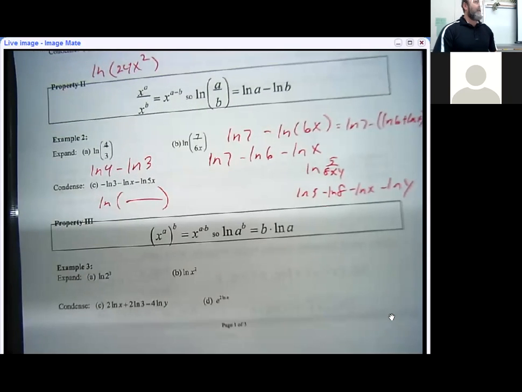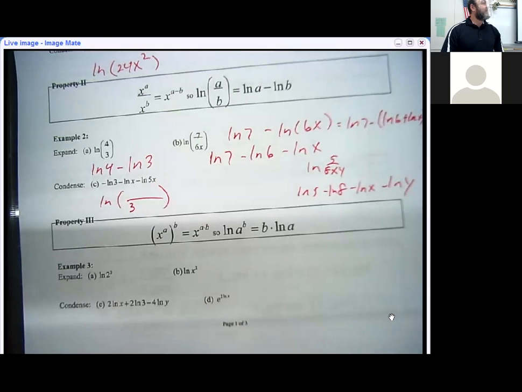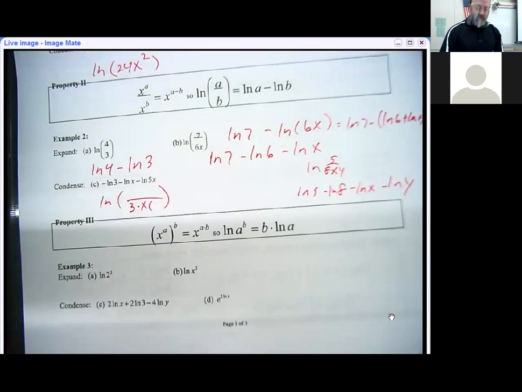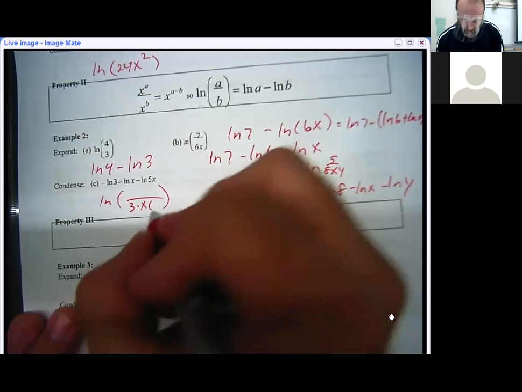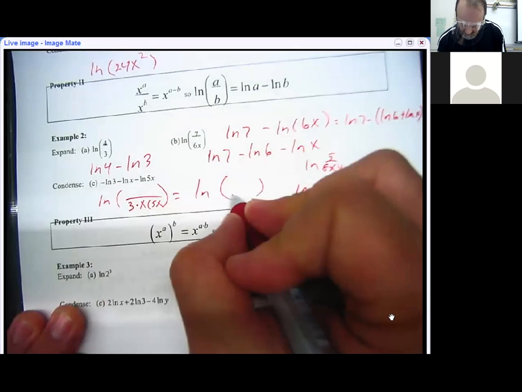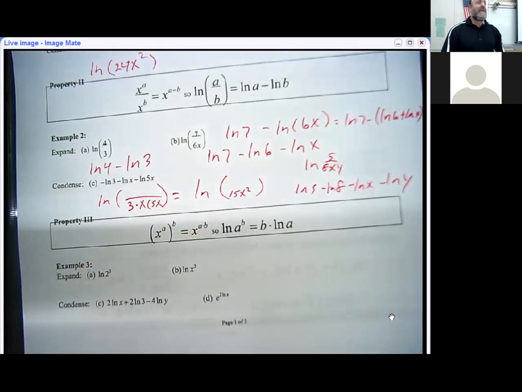Where should the 3 be? Why is it in the bottom? Because it's negative. Where should the x be? In the bottom, because it's negative. Where should the 5x be? No, it's on the bottom together. So it looks to me like I've got this story that was 15x squared in the bottom. What was on top? 1.